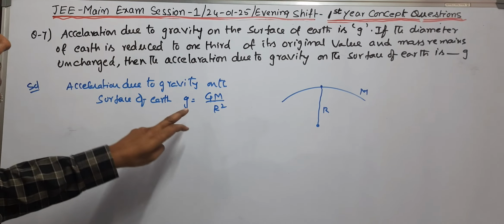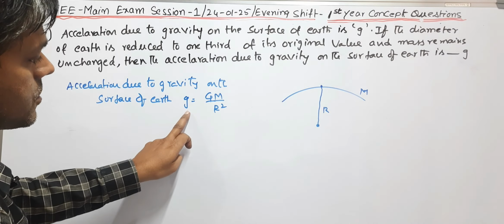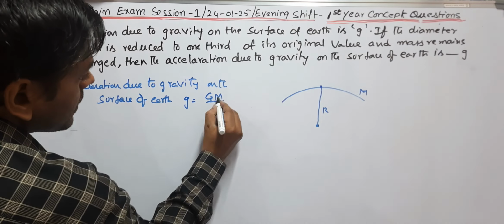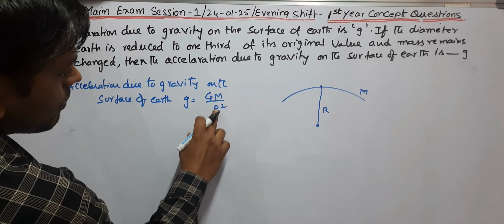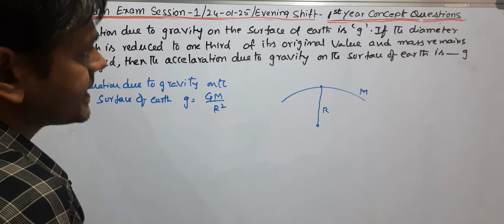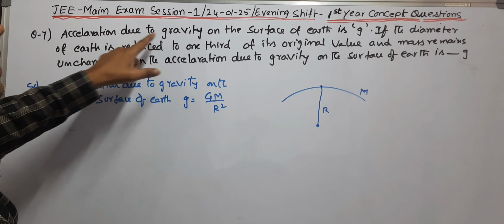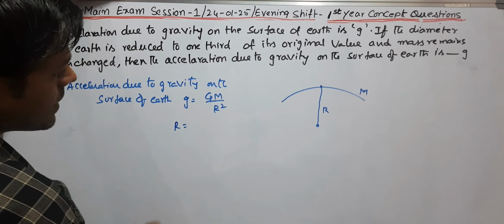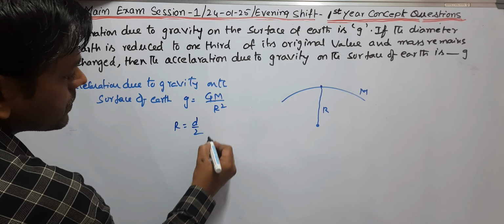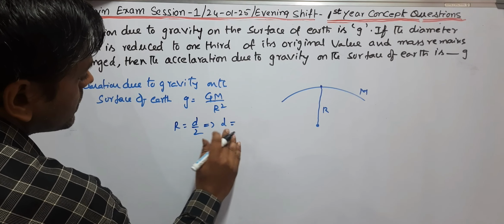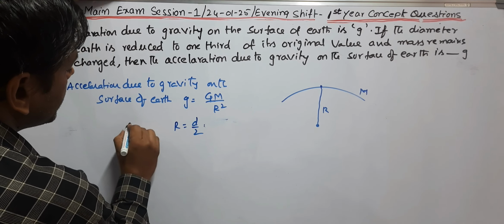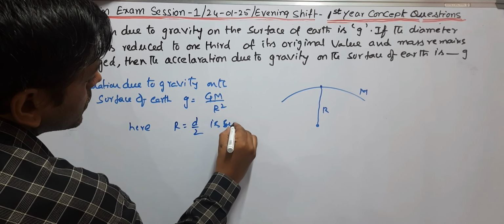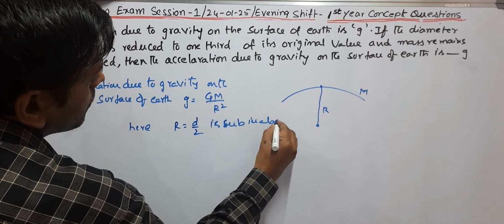This is the relation between small g and capital G. Small g is the acceleration due to gravity, capital G is the universal gravitational constant. Here mass is equal to volume into density. On the surface of earth, if the diameter is d, then radius r is equal to d by 2. Substitute this in the above equation.